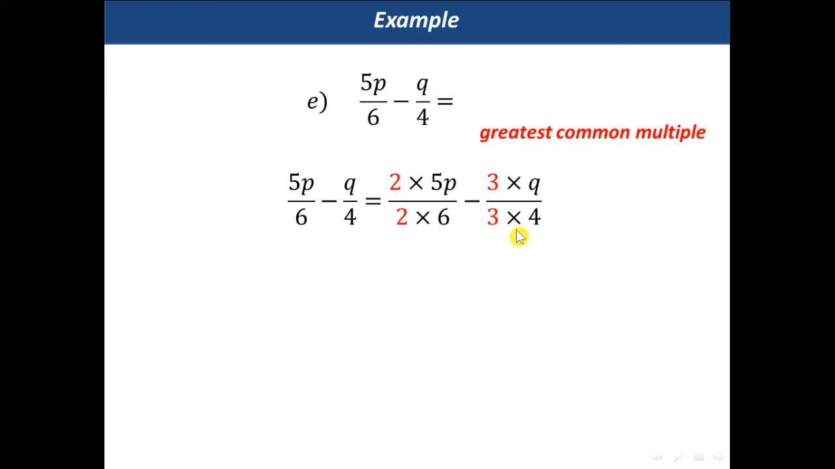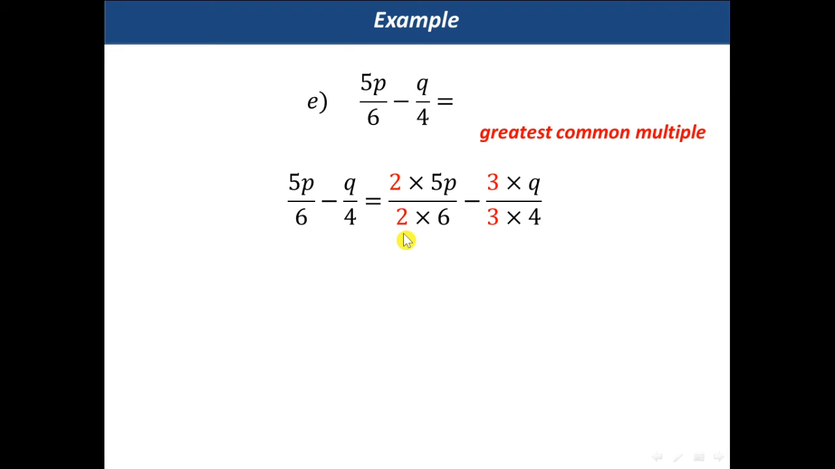And because I do this for the denominator, I have to do it also for the numerator. Whatever you do for the denominator, you have to do it also for the numerator. Now 3 times 4 is 12, 2 times 6 is 12. Why did I multiply 6 by 2 and 4 by 3? So that I get 12 here and I get 12 here. And why 12? Because 12 is the greatest common multiple between the two numbers 6 and 4.